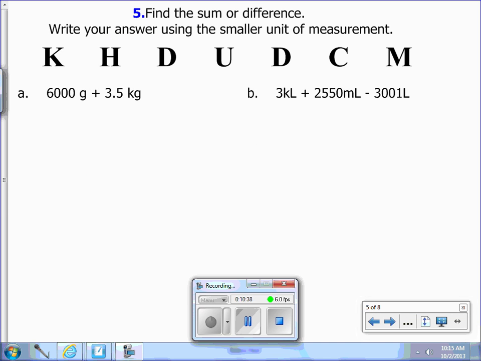Now we're going to find the sum or difference, and we're going to write your answer using the smaller unit of measurement. So in A, we're going to convert them both. Make sure they're both in what unit, class? Grams. And in B, we're going to make sure that they're all in what? Milliliters. Okay, so let's go ahead and do that. For A, we're going to convert and make sure that they're both in grams, and we're going to add them. On the kilograms, you move the decimal 3 places to the right, added 3,500 grams to 6,000 grams, and you get a total of 9,500 grams.